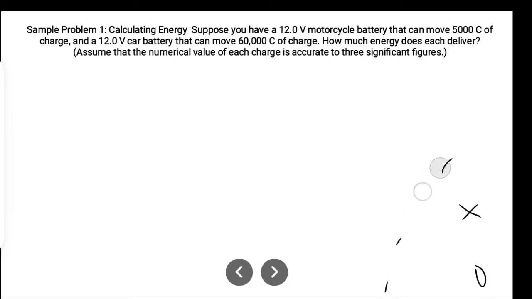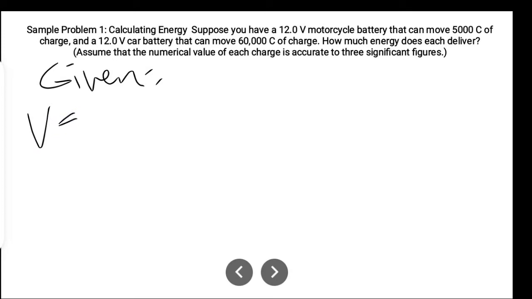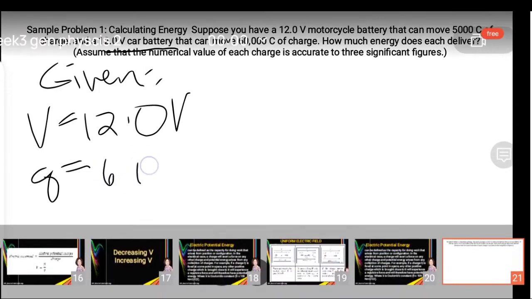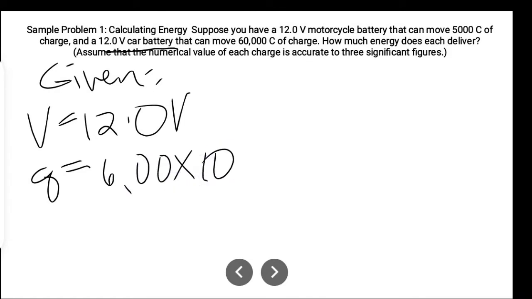So for the car battery, again, same process. We need to find the given. So we have the given for the car battery. We have the voltage, which is equivalent to 12.0 volts again. And for the charge, small letter Q, we have 60,000. Then convert that one again to scientific notation. So we'll be having 6.00 times 10 raised to 4 coulomb.